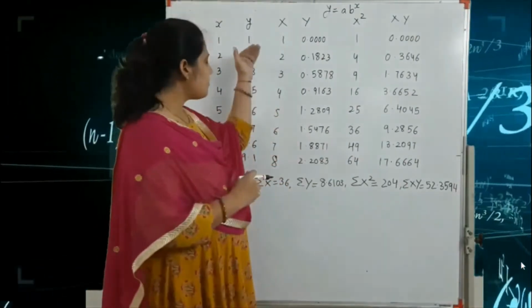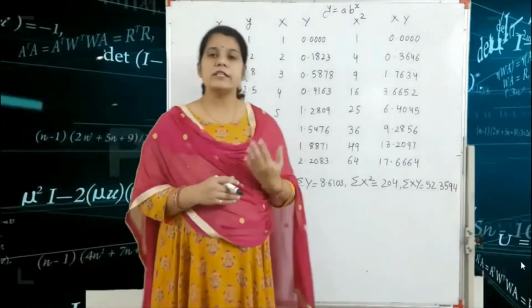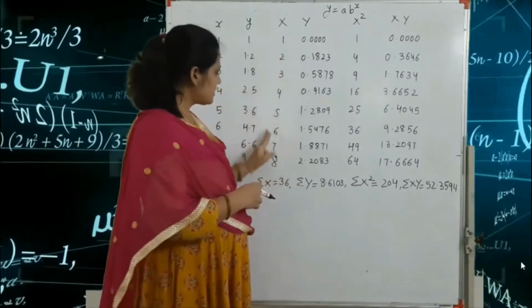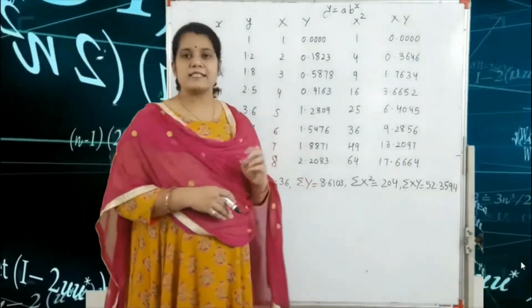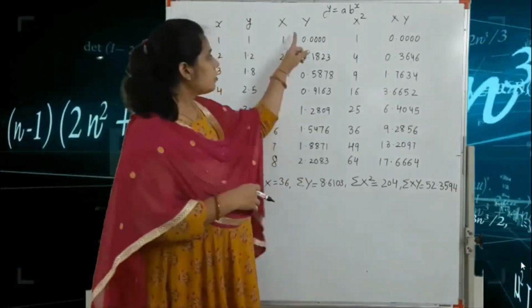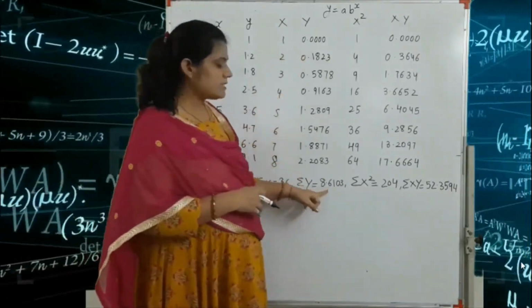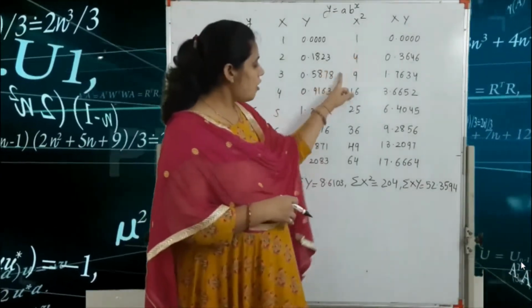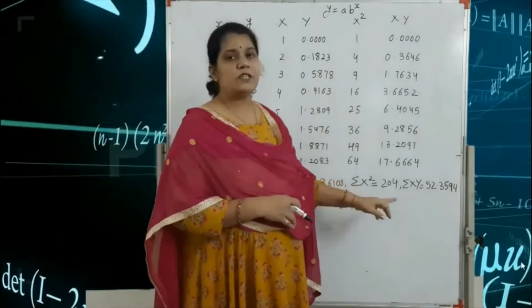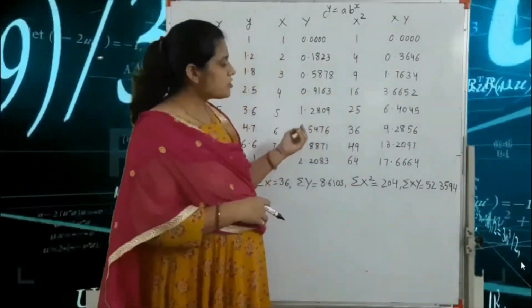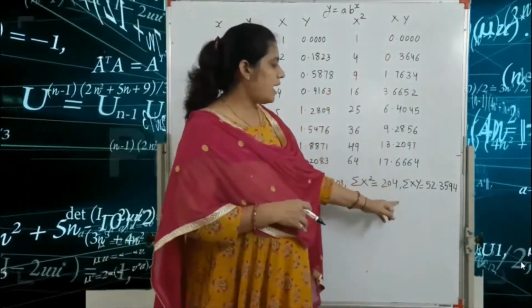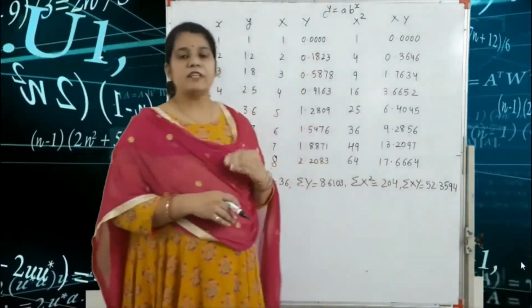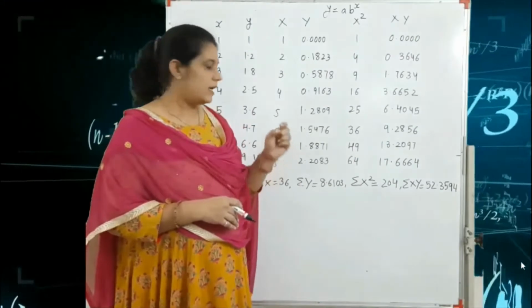After that, the sum of all these values according to our normal equation. So here the sum of this column is summation x is equal to 36. The column of summation y is 8.6103. The summation of x square is equal to 204, and the summation of x into y is equal to 52.3594. So our next step is what?